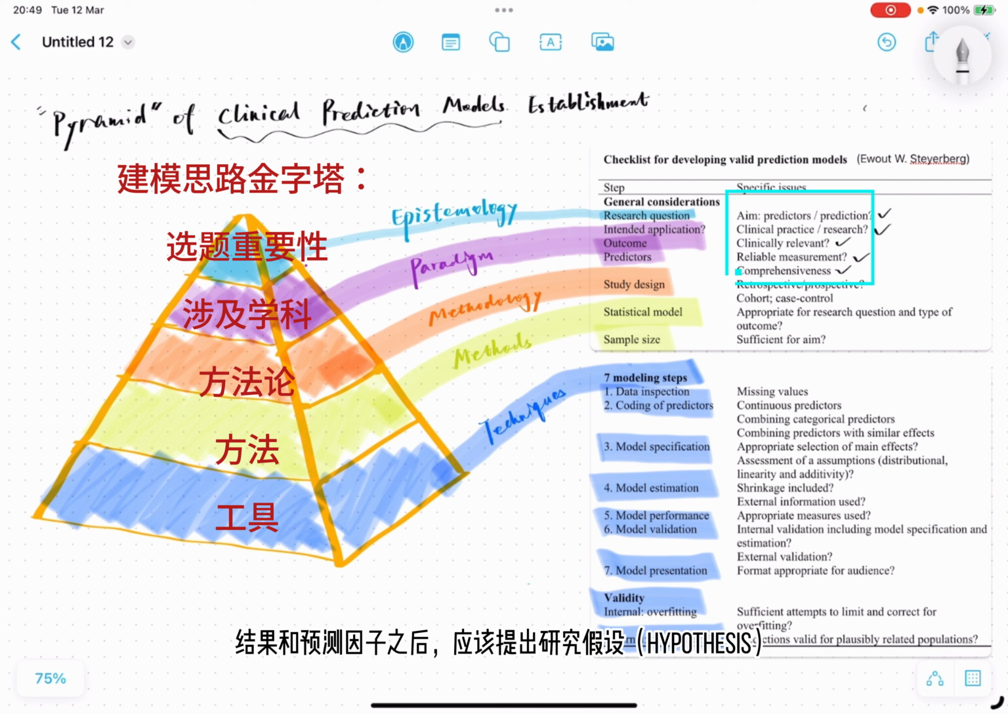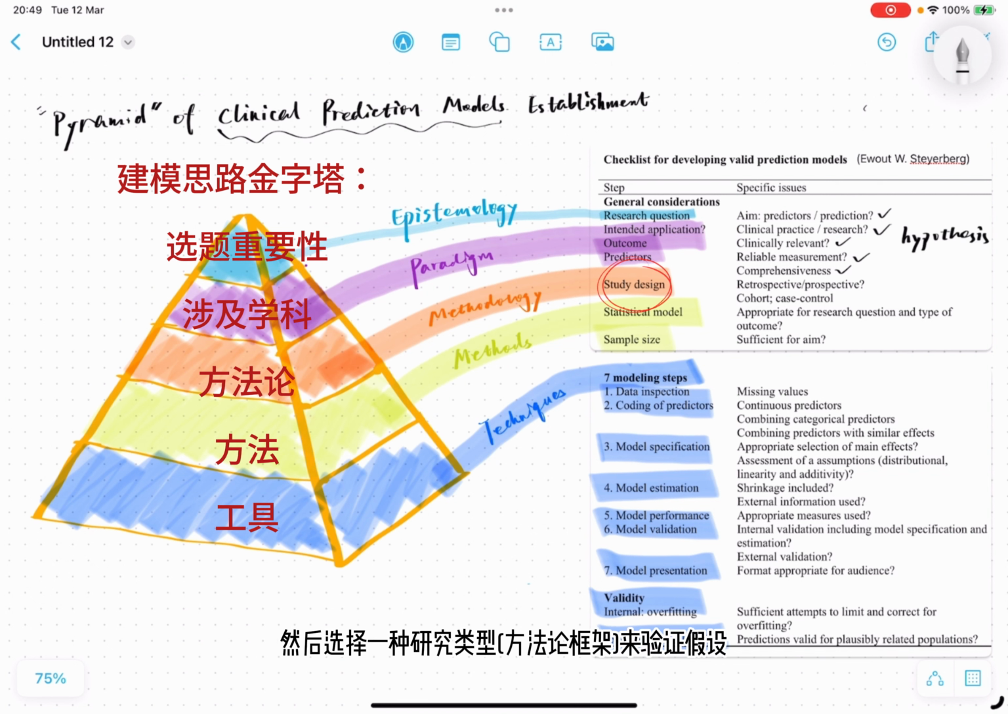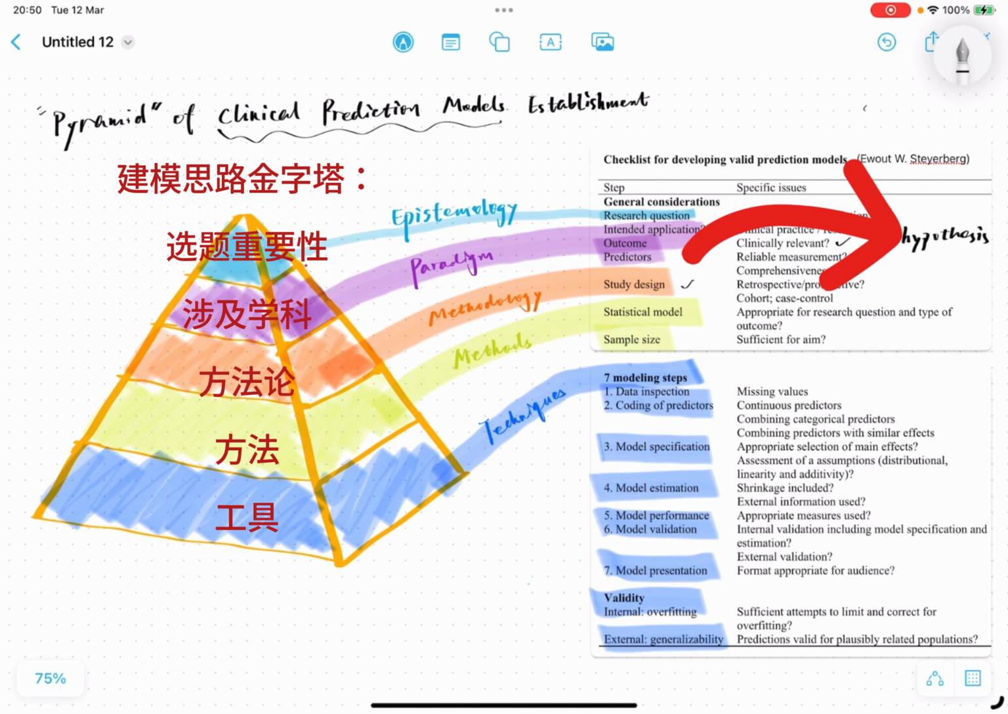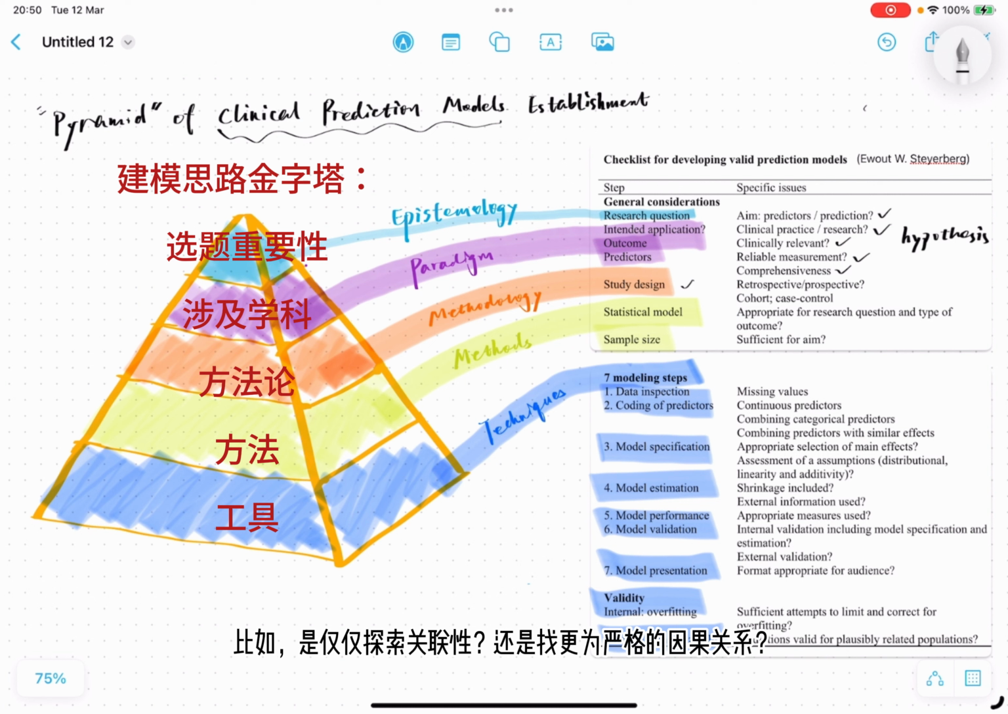After comprehensively thinking through the research question, intended application, outcome and predictors, you will probably come up with the initial hypothesis. Then it is time to choose a type of study to test the hypothesis. Are you looking for associations or establishing causal effects? Subsequently, you will need to decide which statistical model is appropriate for the research question and the type of outcome, and roughly calculate the sample size to see if it's feasible to conduct the research.